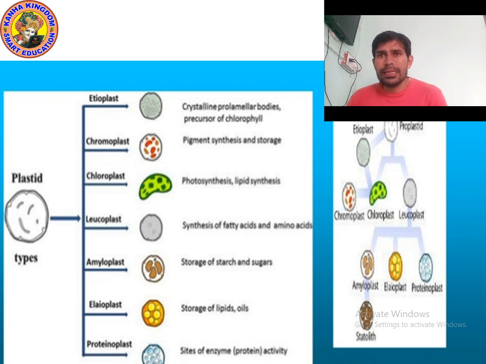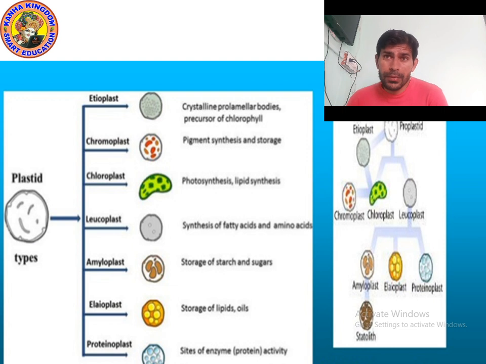And next is amyloplast, A-M-Y-L-O-P-L-A-S-T. So what is the function of it? Its function is storage of starch and sugar. Who stores the starch and sugar? Amyloplast. After photosynthesis, starch is stored in the plants. It is stored actually in amyloplast.